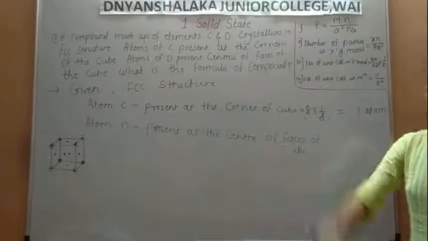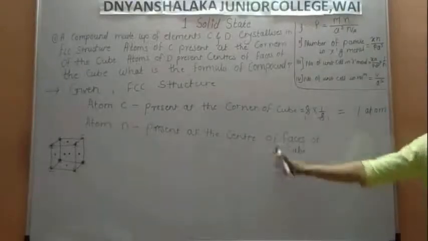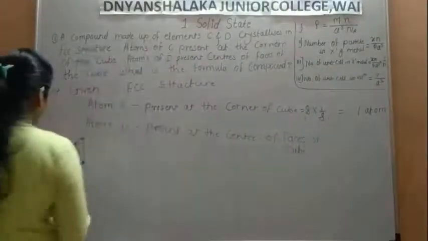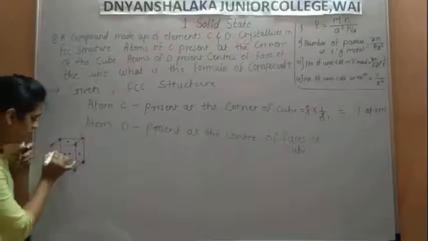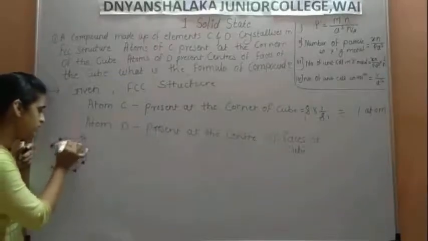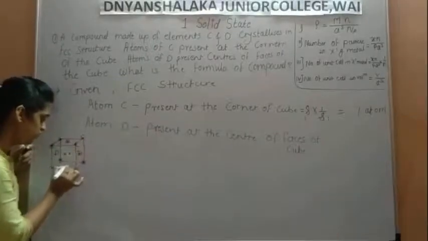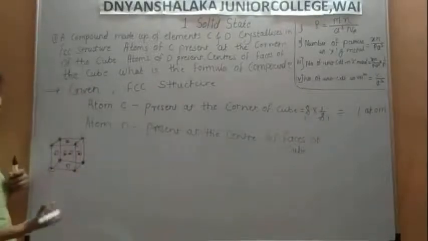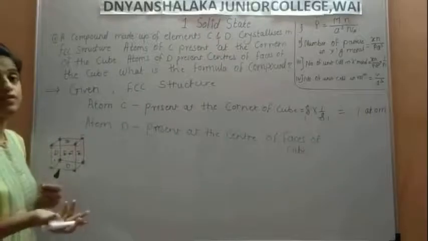Next, atom D is present at the center of the faces of the cube. So this is atom D. How many? This is D, this is D, this is D, this one is D and this also D. So how many faces? The cube has 6 faces.